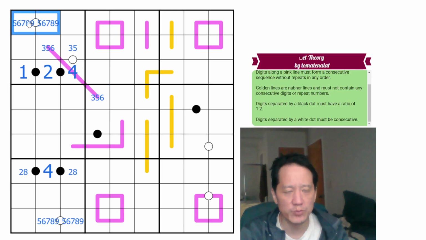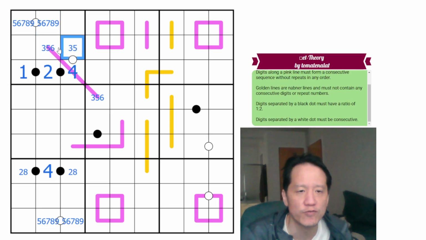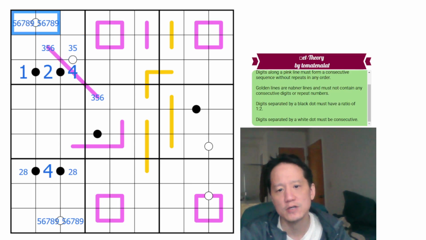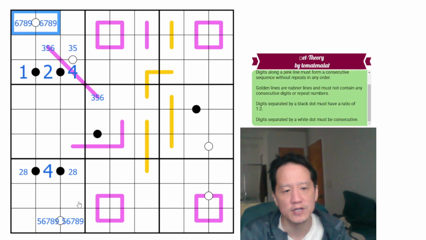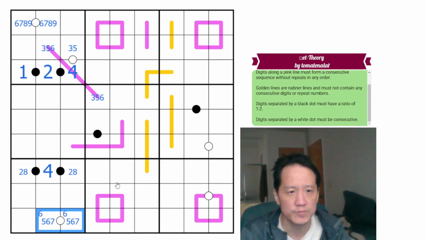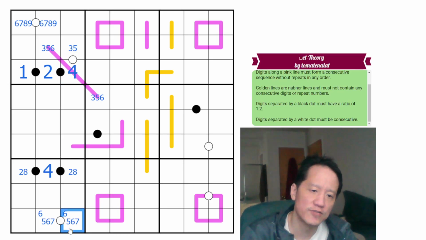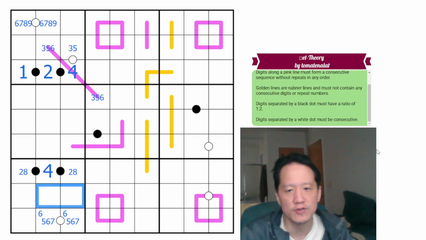Well, this can no longer be 5 and 6 then, because that would eliminate 2 possibilities here, which would force both of these to be 3. So this can't be 5. It could be 6, 7, or 7, 8. This can no longer have an 8, so it can't be 8, 9. So this has to be a 6 here. It's either 5, 6, or it's 6, 7. This can't be 1, so one of these must be a 1.